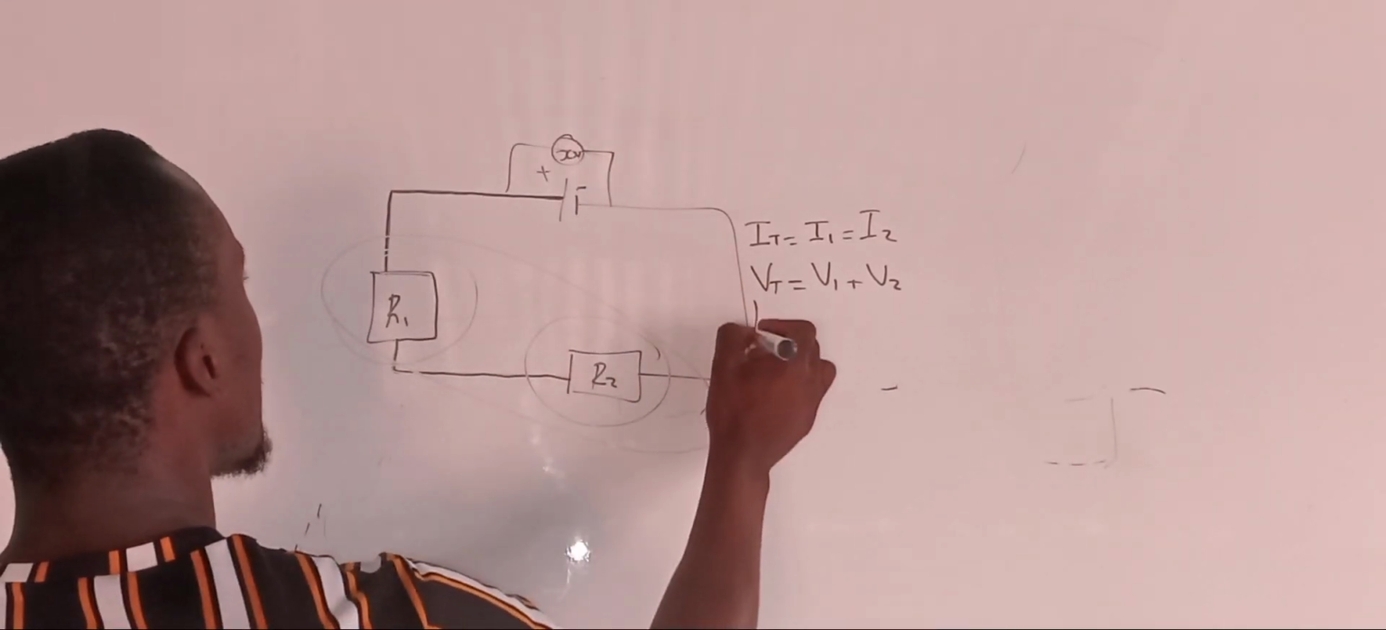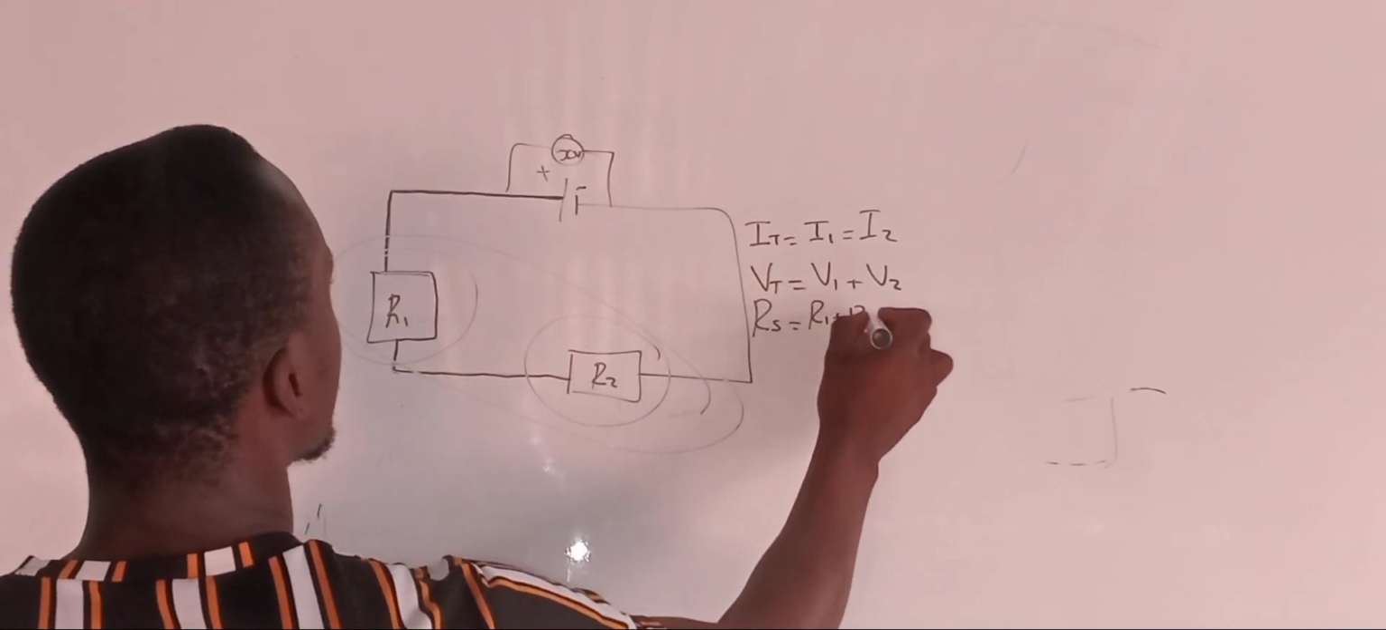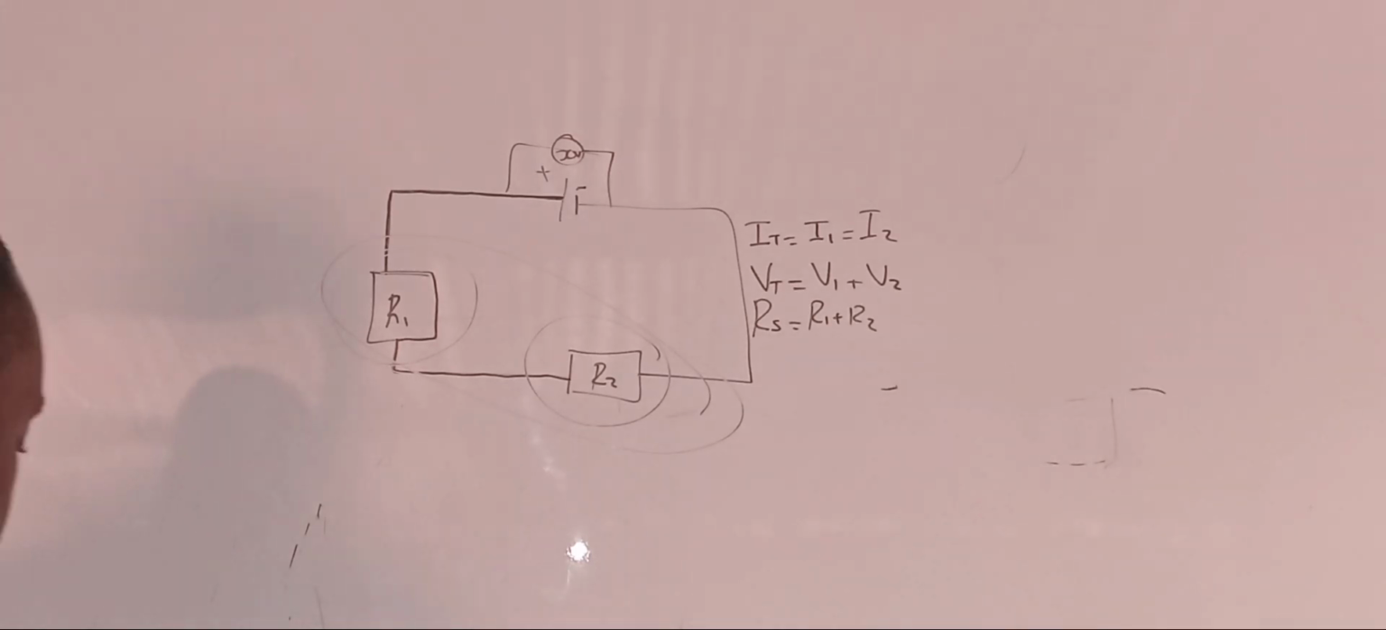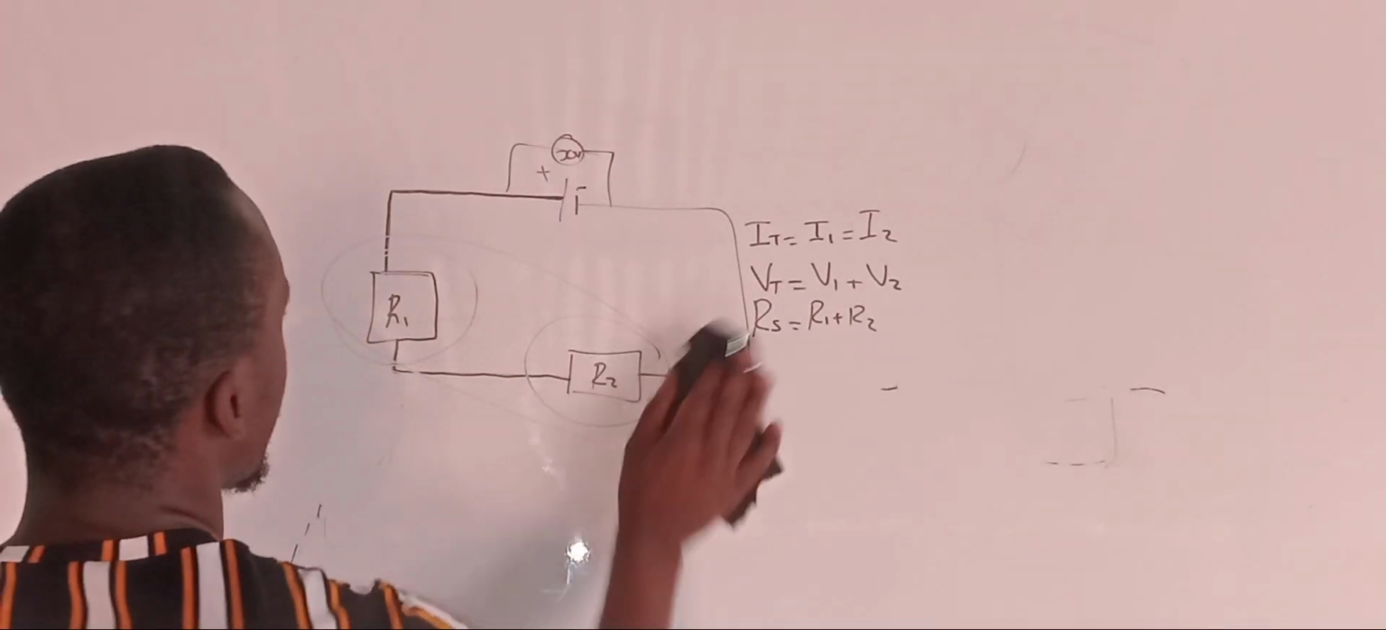And what about equivalent resistance? It's R1 plus R2. So these are the fundamentals. This is how you interpret the diagram. This is very important.